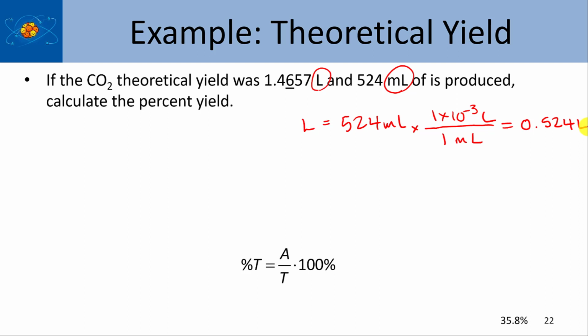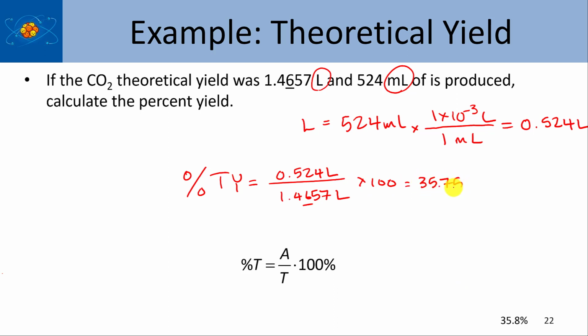And now I can calculate my percent theoretical yield. So percent theoretical yield is going to be 0.524 liters divided by 1.4657 liters, 3 sig figs here, times 100. And that's equal to 35.75 percent. And I only have 3 sig figs, so that'll round to 35.8% theoretical yield. Okay?